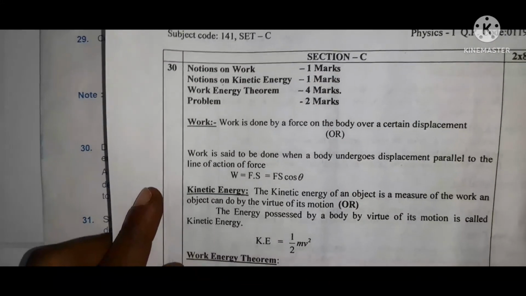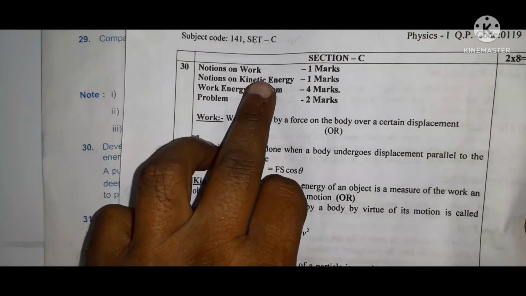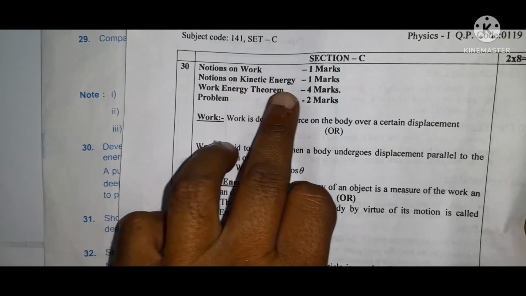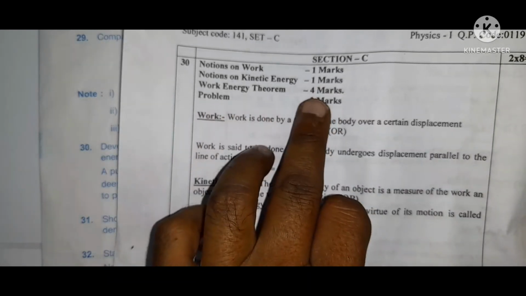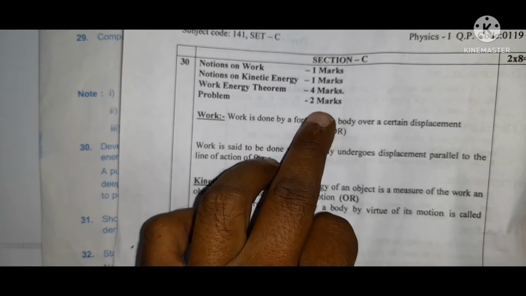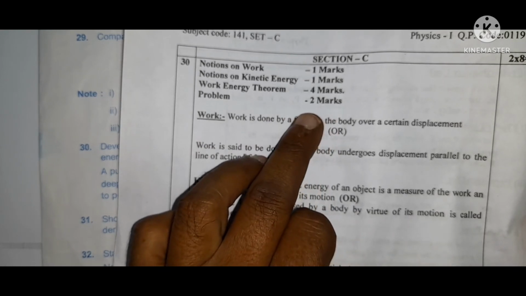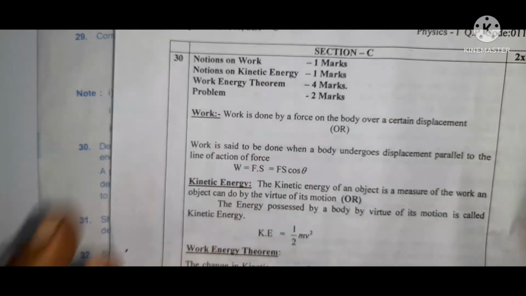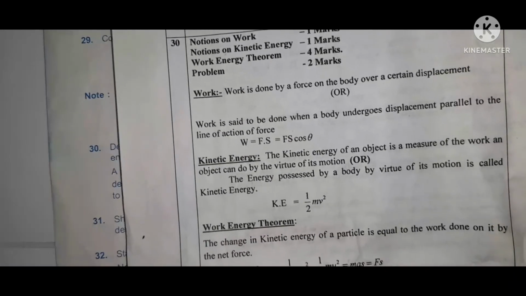So how will the marks be awarded for this? Look at this. Notions on work 1 mark. Notions on kinetic energy 1 mark. Work energy theorem 4 marks. The problem will be given 2 marks. In the problem, if you don't write units, you will lose 1 mark obviously. So this will be like this.